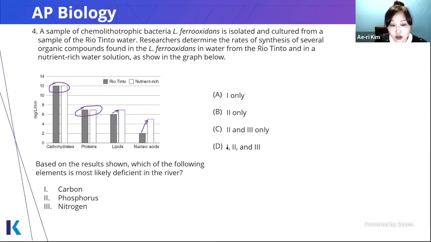Roman numeral 2, though, appears in 3 different places. So I'm not going to approach that one. It's probably going to be right, actually. But let's do Roman numeral 1.